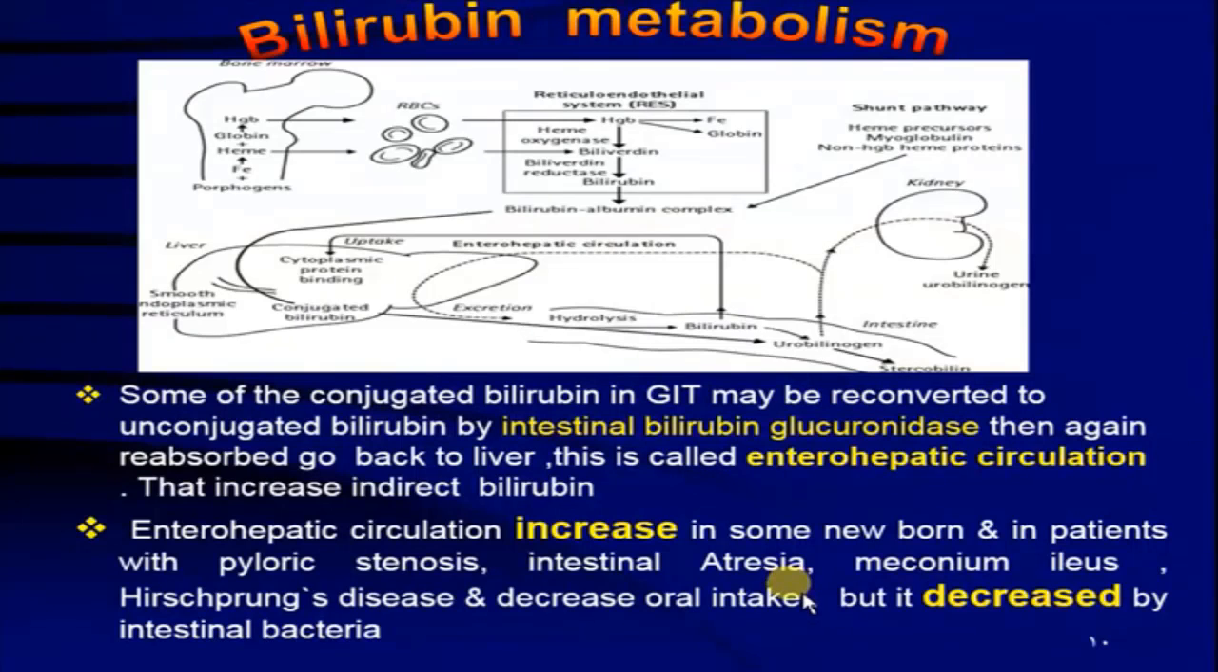Now, some of the conjugated bilirubin in the GIT may be reconverted to unconjugated bilirubin by intestinal beta-glucuronidase, then reabsorbed and go back to the circulation, reaching the liver. This is called enterohepatic circulation. This may cause an increase in indirect bilirubin. Enterohepatic circulation may be increased in some newborns and patients with pyloric stenosis, intestinal atresia, meconium ileus, and so on, but it is decreased by intestinal bacteria.